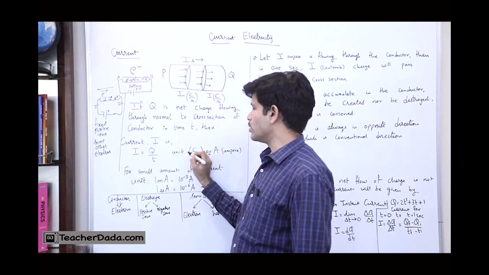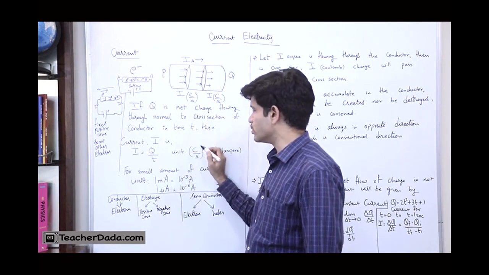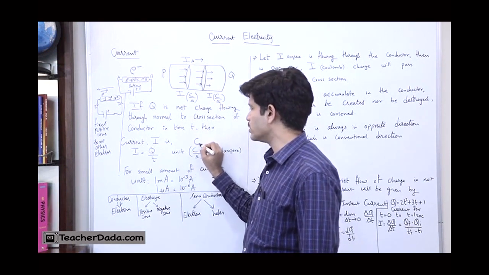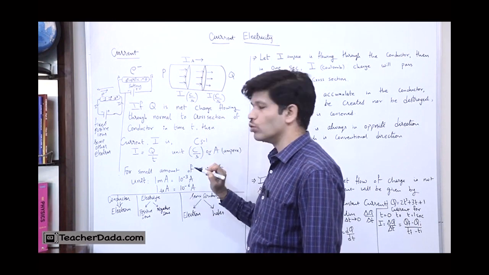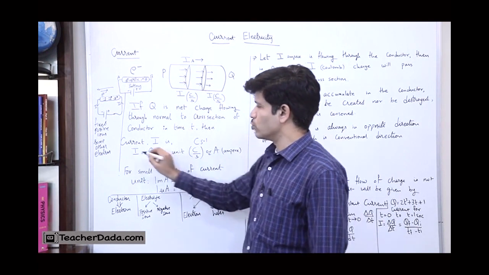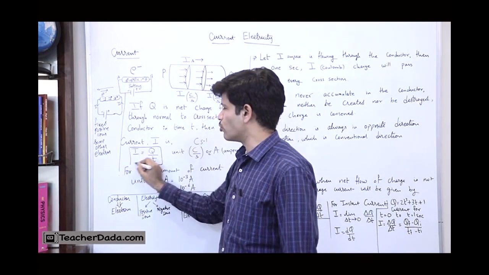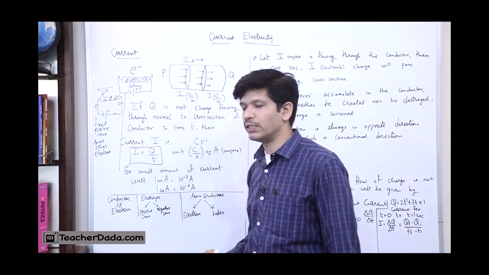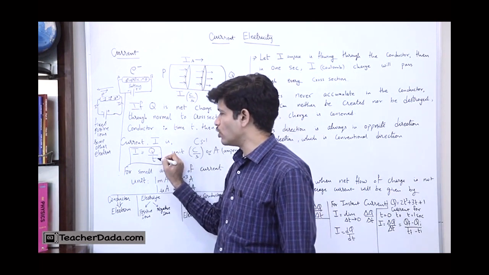Now what is the SI unit? You can say it is coulomb per second. I can also write it as capital C and small s, coulomb per second, or it is capital A, that is amperes. So this is the very important expression. This is the mathematical formula for current, that is, current is equal to the rate of flow of charge.